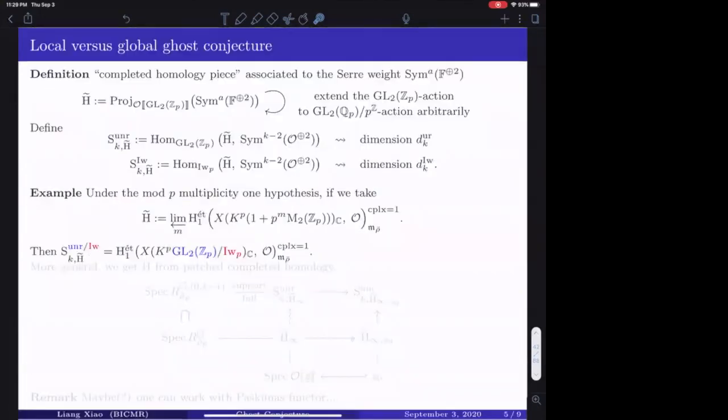So if I do this sort of Hom attributed to the symmetry power, this will be equal to the usual étale homology of the curve with values in... Oh, sorry, this is a typo. Sym^{k-2} of the standard representation here. Okay, sorry, let me rewrite this. So this should be this local system.